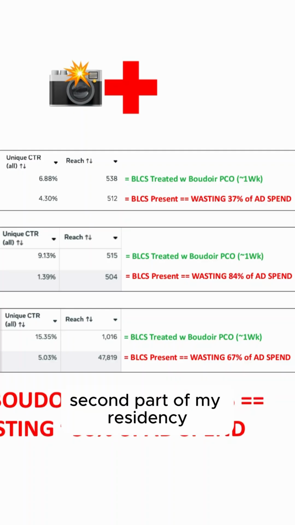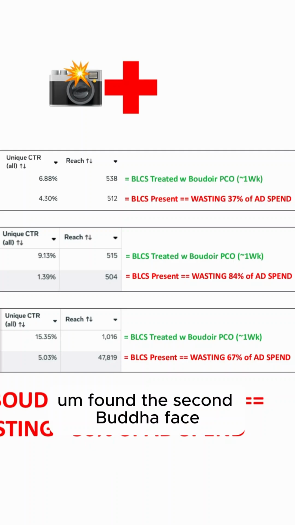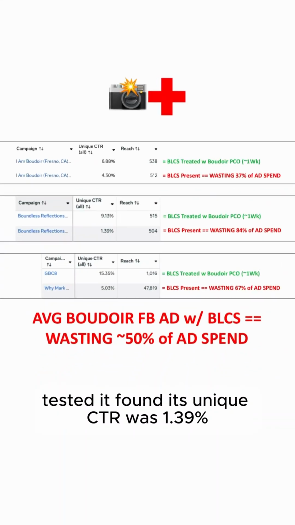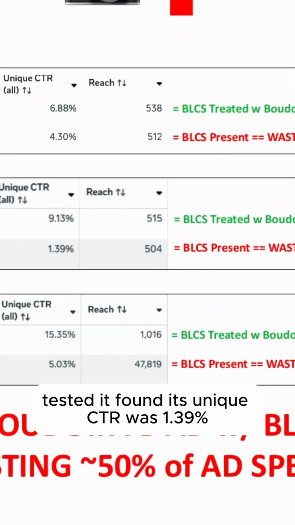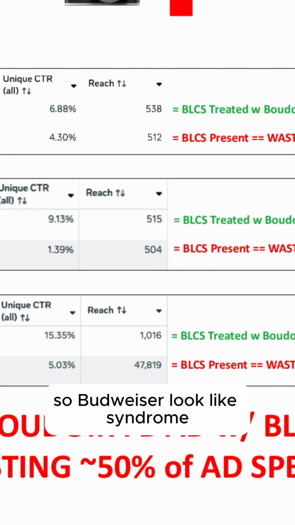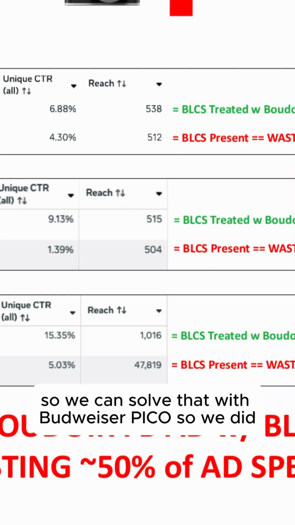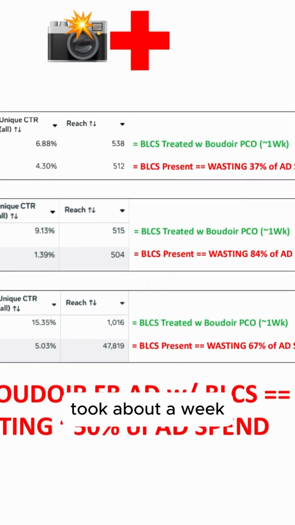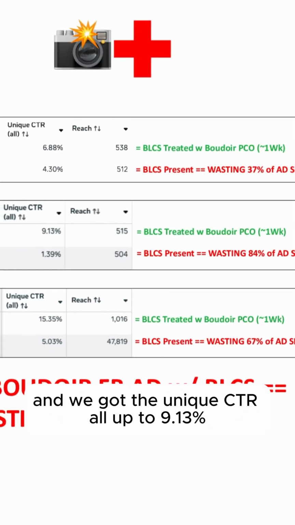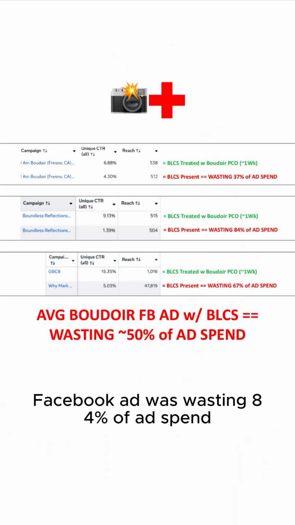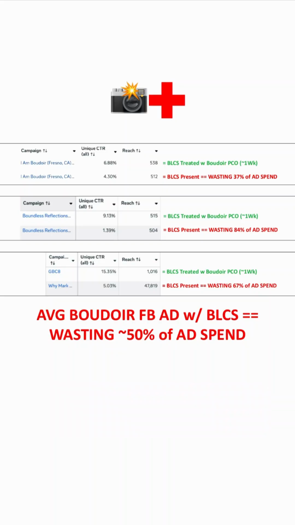Second part of my residency, found a second Boudoir Facebook ad out in the wild, brought it to the hospital, tested it, found its unique CTR was 1.39%. So unique CTR under 6%, we know that BLCS is present. So Boudoir low click syndrome. So we can solve that with Boudoir Pico. So we did. We treated it with Boudoir Pico, took about a week, and we got the unique CTR up to 9.13%. So we found out the original Boudoir Facebook ad was wasting 84% of ad spend, being wasted.